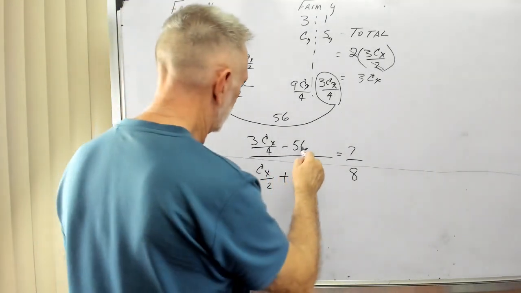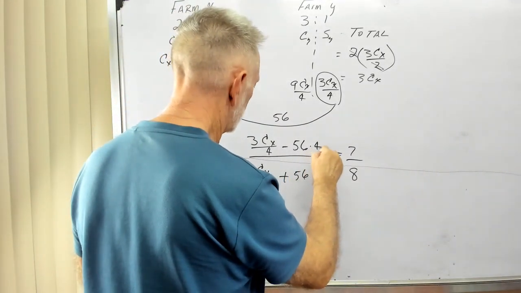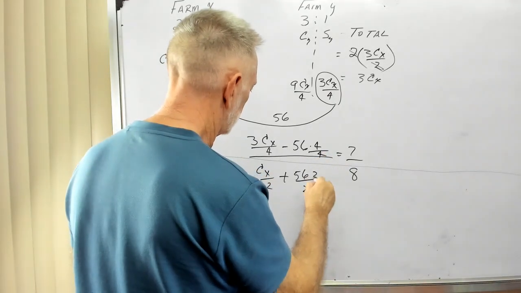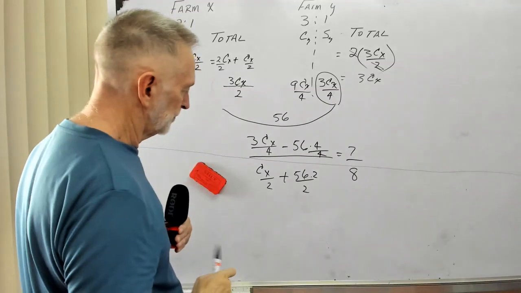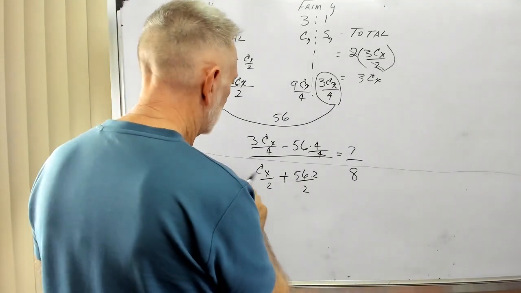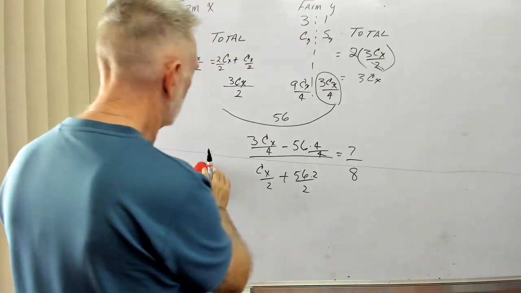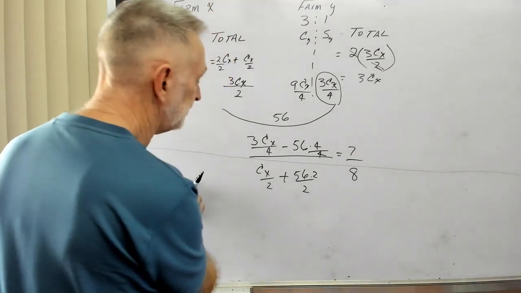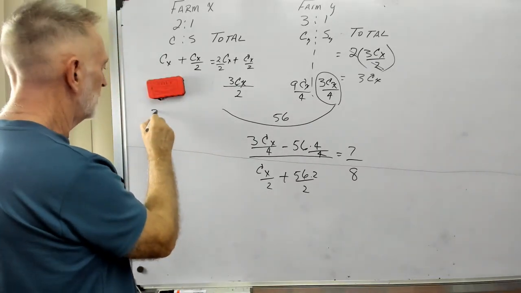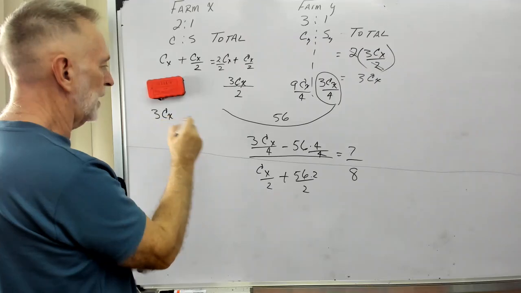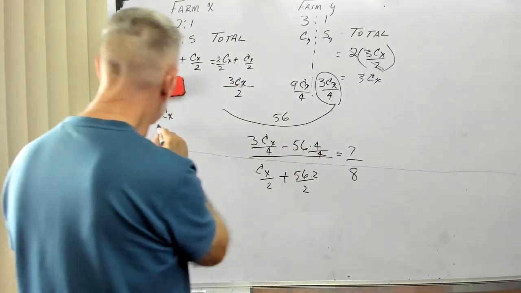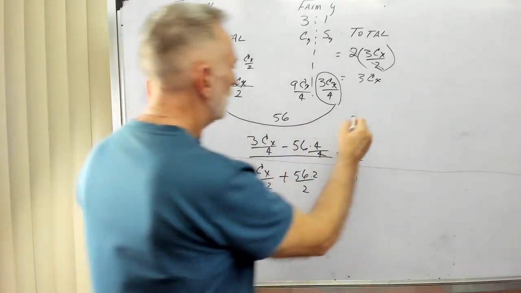All right, we have some denominators we need to work on. So I need to multiply this by 4 over 4. I need to multiply this by 2 over 2. So I can have common denominators here. So let's see, we need to clear out some space here. Let me move over, let me rewrite this. 3 times the cows on x minus 56 times 4. This is all over 4, by the way.